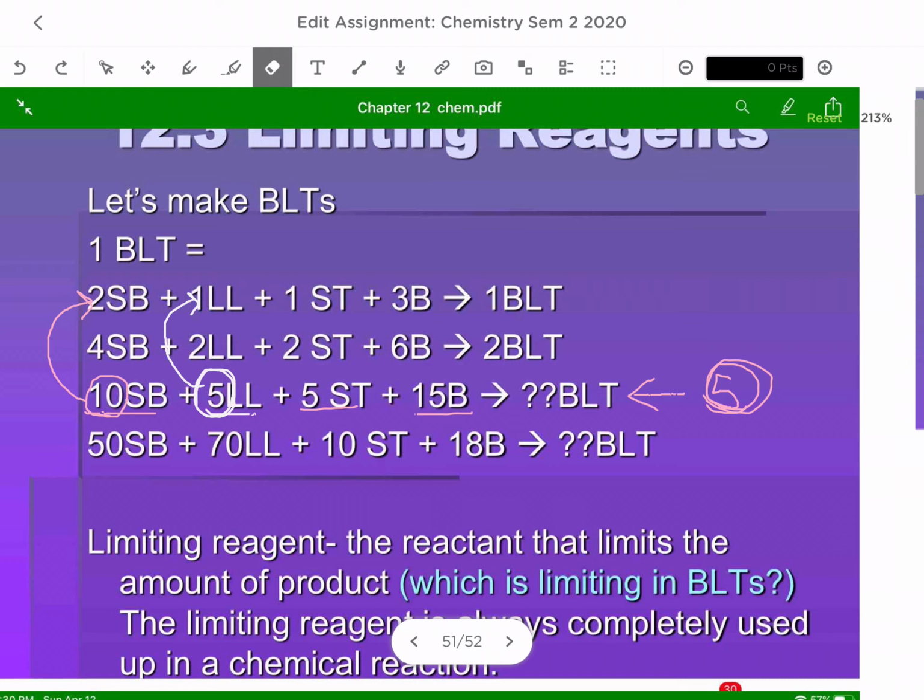Now, look at the very last example really quick. This one's a little tricky. How many BLTs can I make? I'm going to give you a good 2 minutes to see if you can figure this out. How many can I make there?